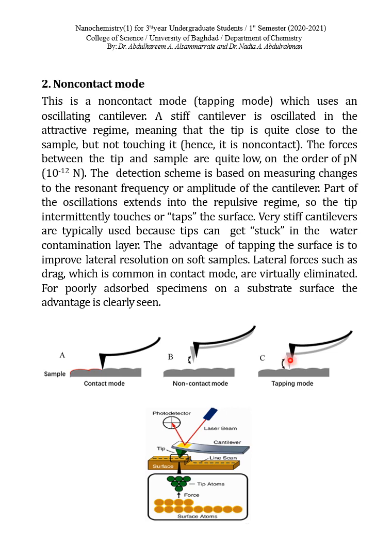So tapping mode. The main advantage of tapping mode is its use on soft surfaces. So the advantage of tapping the surface is to improve lateral resolution on soft samples. Lateral forces, side forces, for example strain. So lateral forces such as drag, the pulling and the strain, which is common in contact mode, are virtually eliminated. So tapping mode is used for soft samples because of its ability to detect lighter forces.